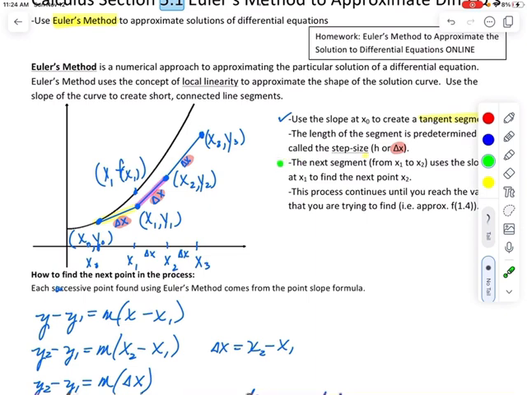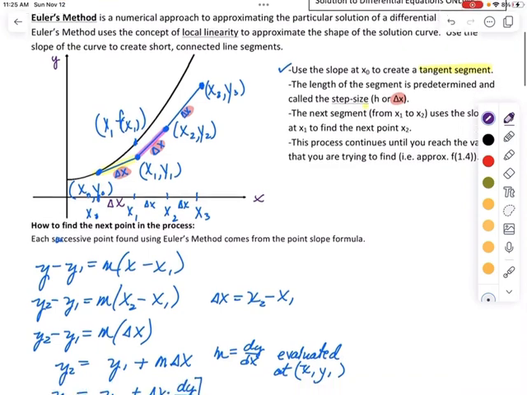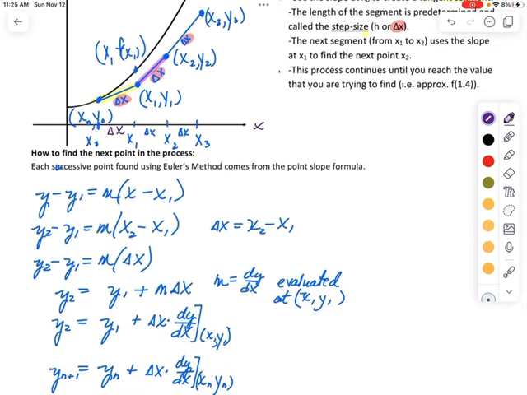Then the next segment from x1 to x2 uses the slope at x sub 1 to find the next point, x sub 2. This process continues until you reach the value that you're trying to find, say approximately f of 1.4, given that you start at 1. You can see I have it laid out here. This is a delta x along the x-axis, and the y-axis is up here. In the picture, it's an approximation of the curve, but it diverges, and that would be remedied by making delta x even smaller, just to show you how it works.